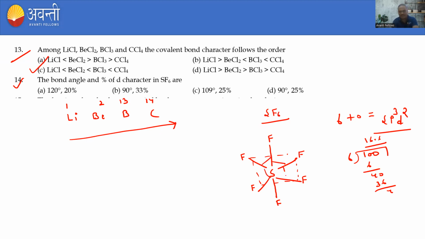So each one has a bond angle of 90 degrees. Okay. So the correct option is B. That is, the bond angle is 90 degrees and the percentage d character is 33. Okay. Percentage d character is 33. So I hope this is clear. Okay. Sure. So this is how you can actually calculate this value.